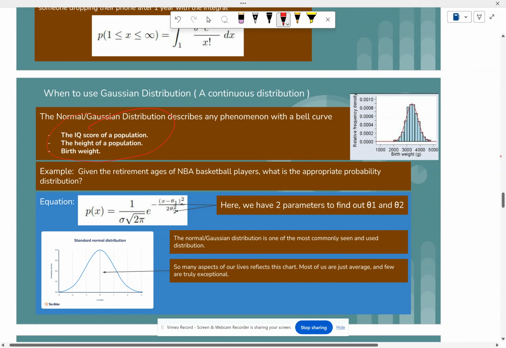As an example, given the retirement age of an NBA basketball player, what is the appropriate probability distribution? NBA basketball players, I think, retire around roughly 30. So most of them will be 30. Very few of them will be beyond 30, and very few of them will be earlier than 30.